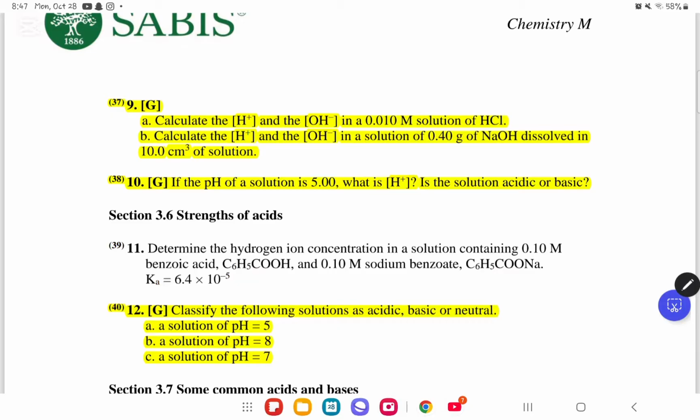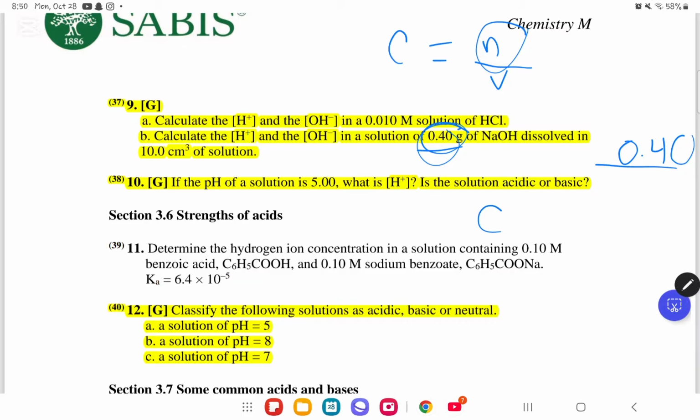That's part A done. Now part B. They want us to calculate the H plus and OH minus ions in a solution of 0.40 grams of NaOH dissolved in 10 centimeter cubed of solution. If you remember, molarity or concentration, we will say C, is equal to the number of moles over the volume. We have the mass in grams. We can divide it by the molar mass of NaOH. To find the number of moles, we're going to do the mass divided by the molar mass, so 0.40 divided by the molar mass of NaOH, which I believe is 40.